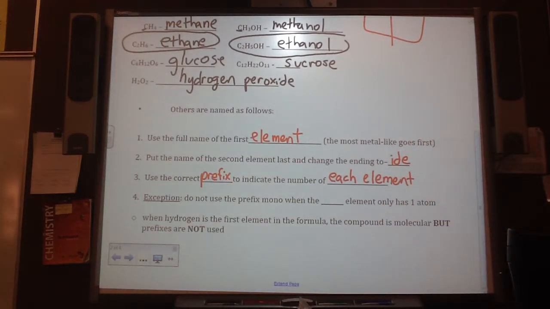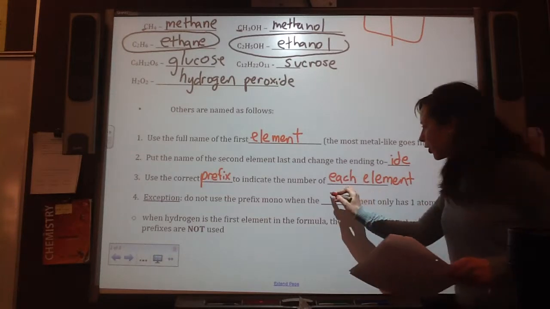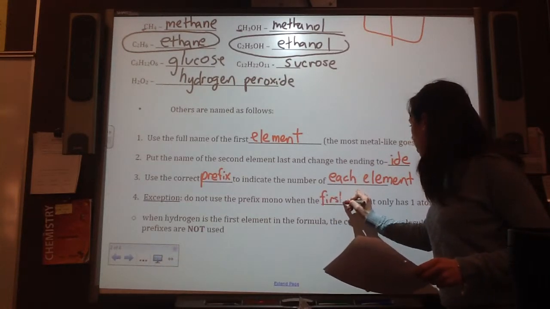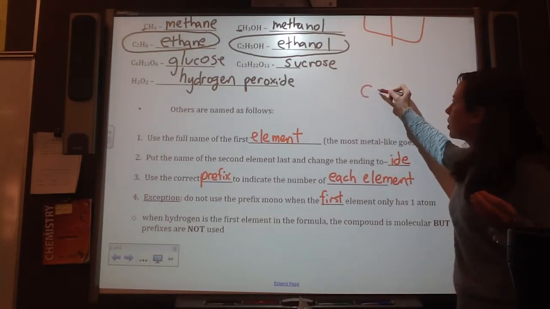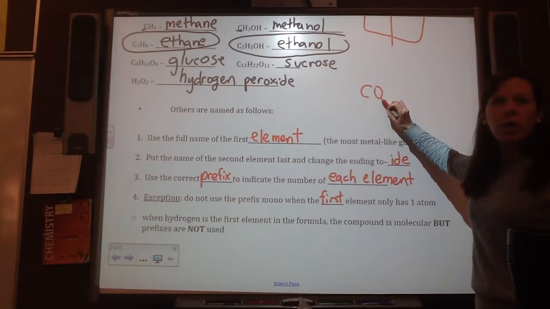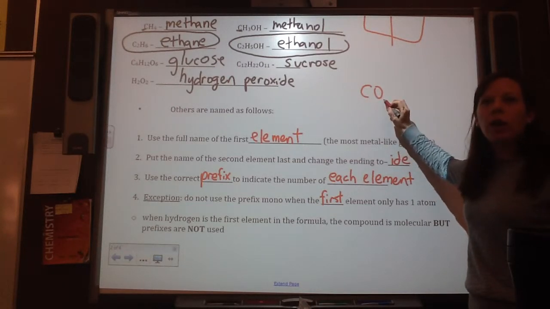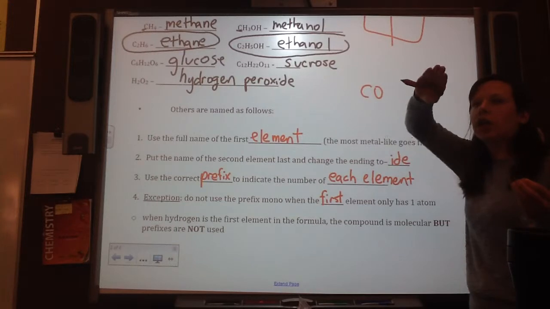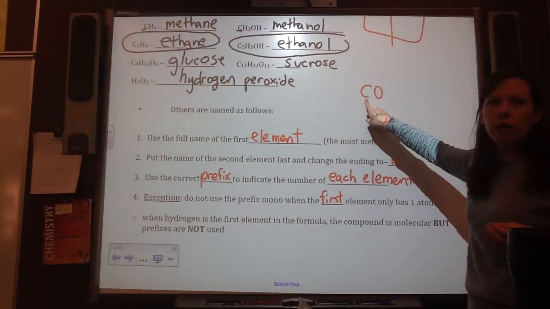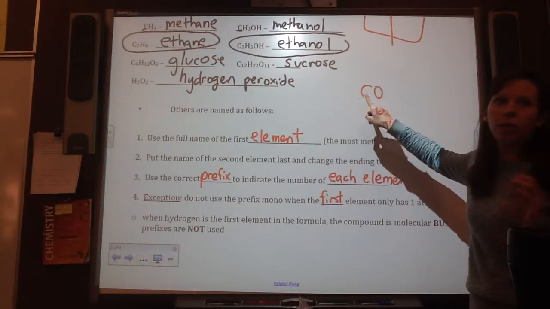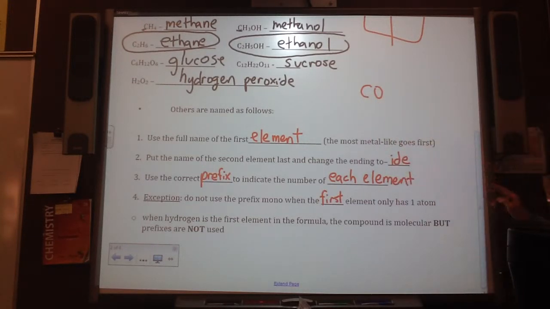The exception is, do not use the prefix mono when the first element has one atom. So you guys knew that this was carbon monoxide. We don't have to call it monocarbon monoxide. You just call it carbon monoxide because the first element, even though it was one, we don't have to say mono in front of it. We can just say carbon monoxide.